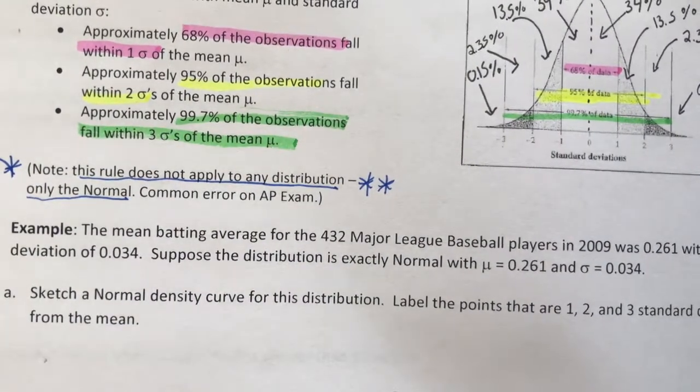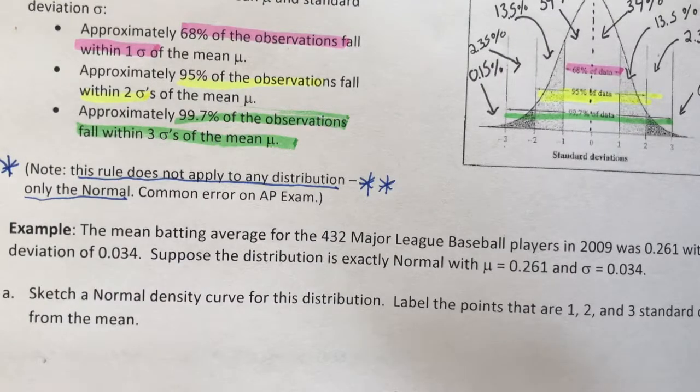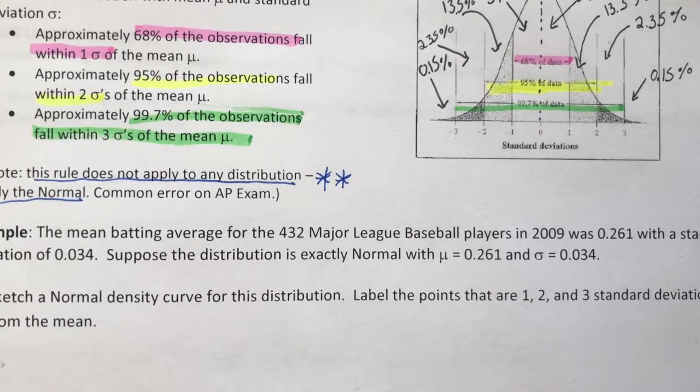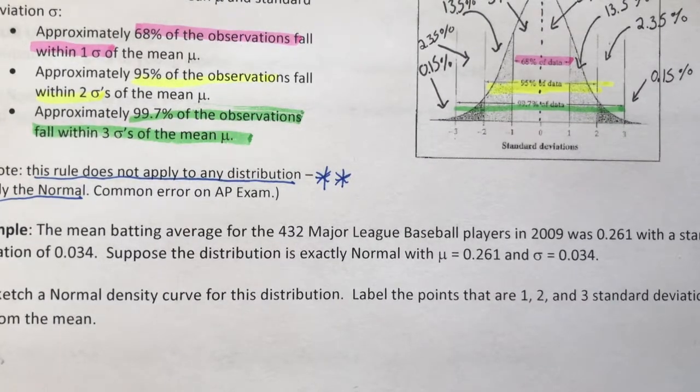So in this example, it says, the mean batting average of 432 Major League Baseball players in 2009 was .261 with a standard deviation of .034.